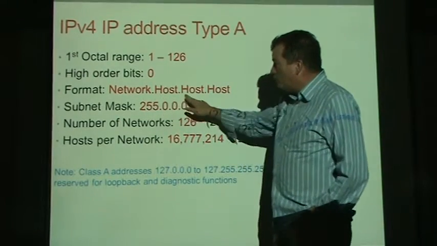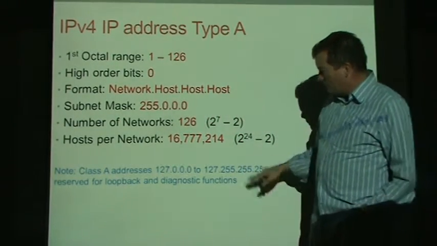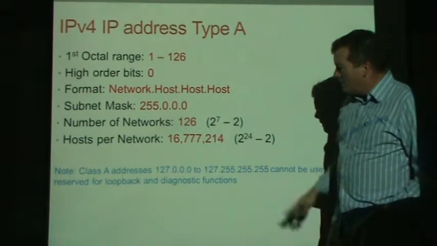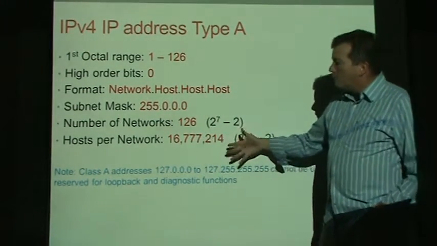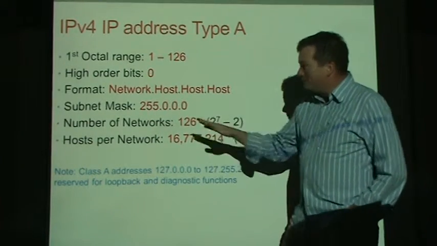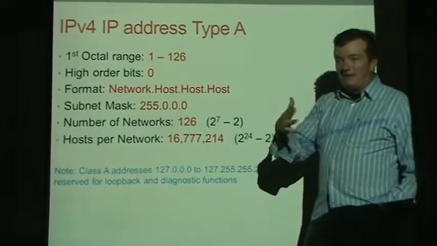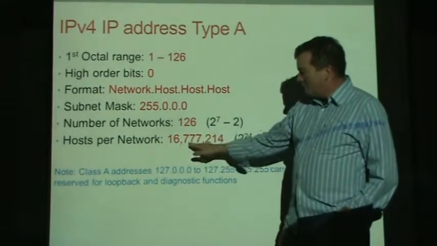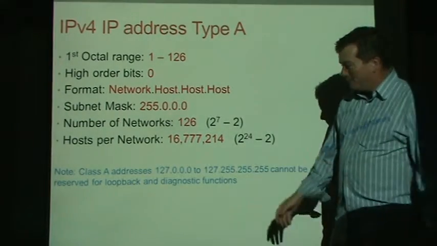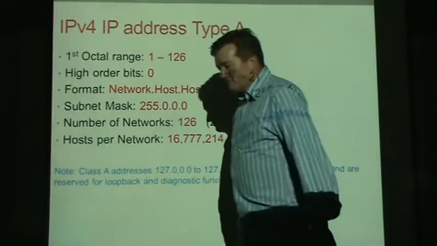How many different hosts can we have? We have 24 bits, so that would be 2 to the 24, again, minus the 2 for all zeros and all ones. So there's this many, so if for example, you had a company and you were given a complete type A network, you could assign over 16 million individual IP addresses to people at your company. So that would be huge.